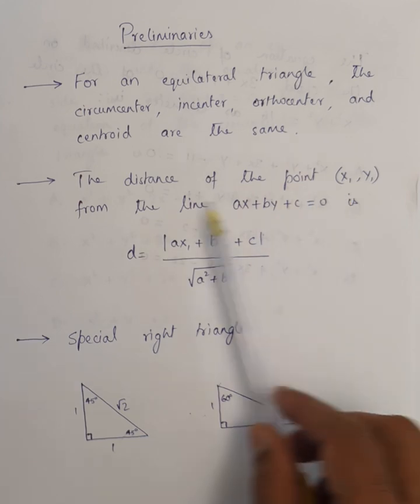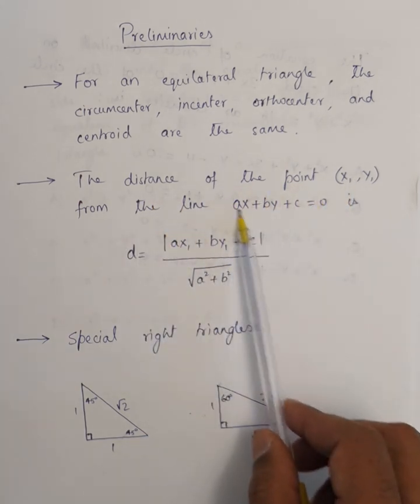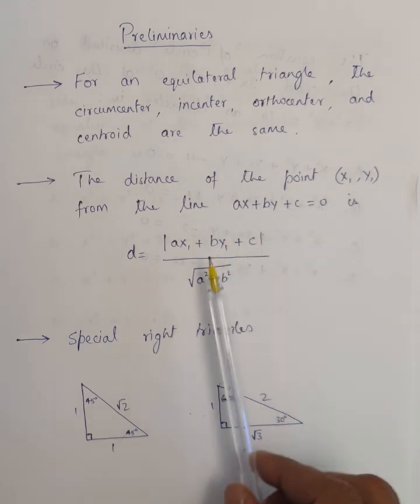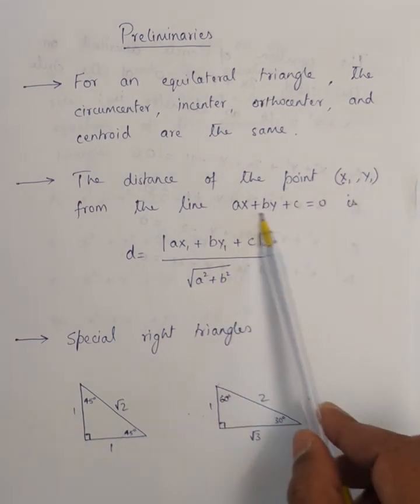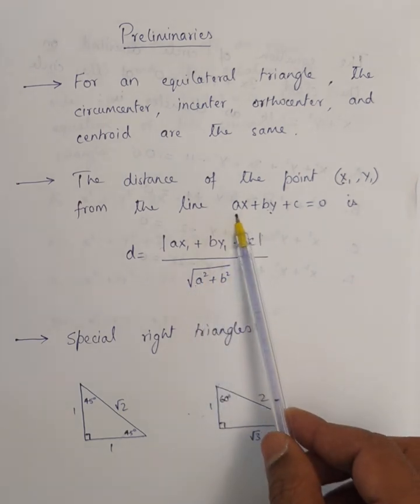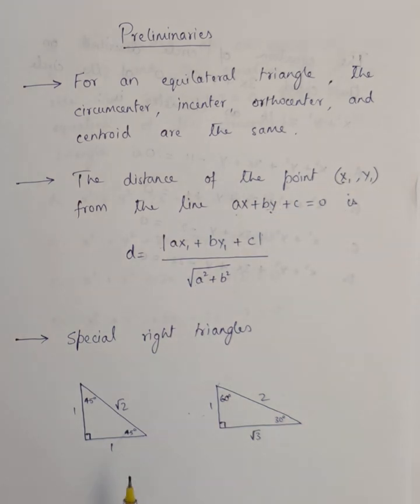And if you're given a point (x1, y1), then its distance from a line which is written in this form, ax + by + c = 0, is given by this expression. You plug x1, y1 into the line and take the absolute value, and then divide by the square root of a squared plus b squared, the x coefficient and y coefficient.